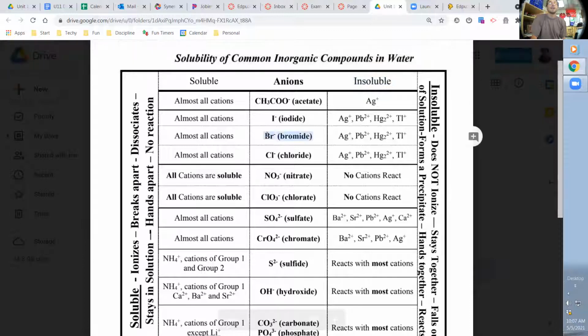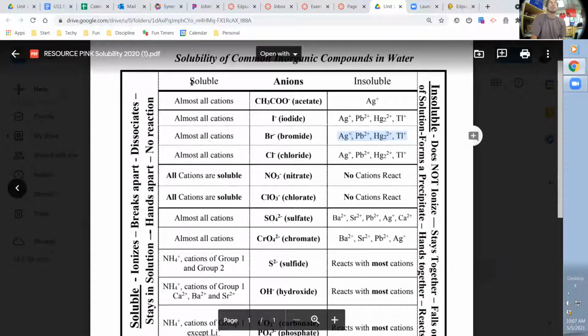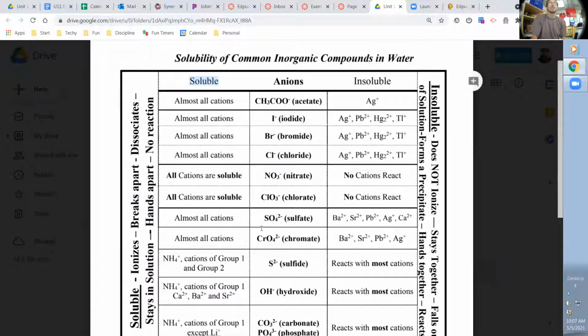If the bromide is in a formula with any other cation, meaning anything else besides silver, lead, mercury, and titanium, that means that that molecule is soluble. Let's go ahead and try a few problems together.